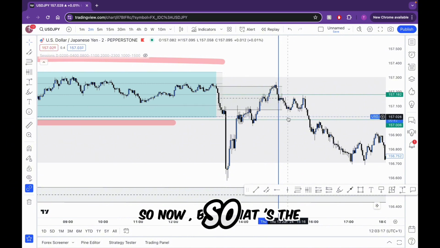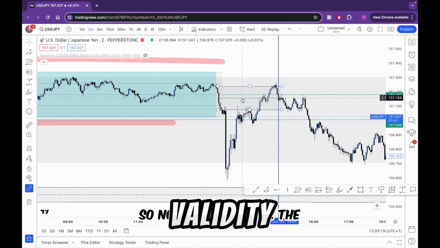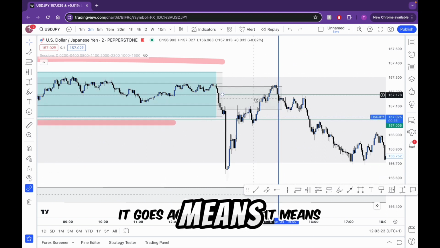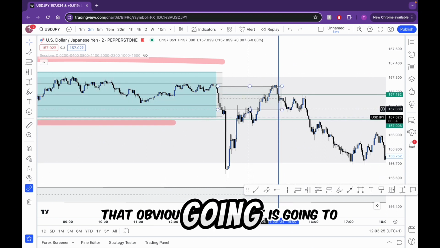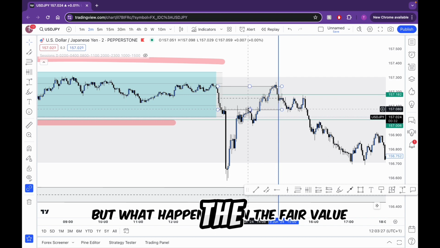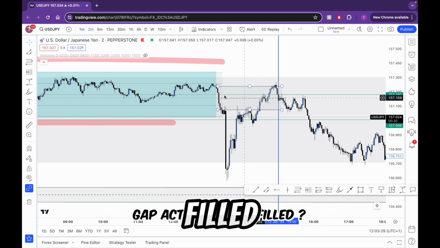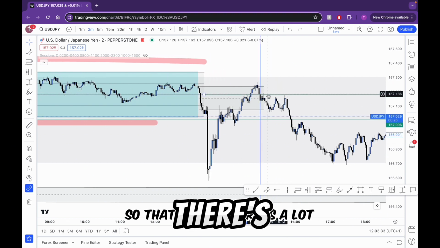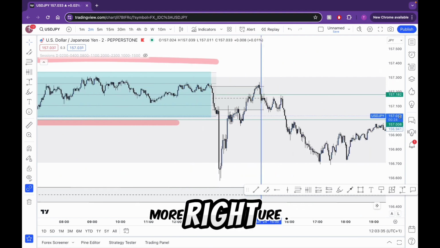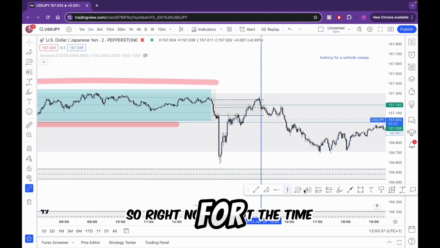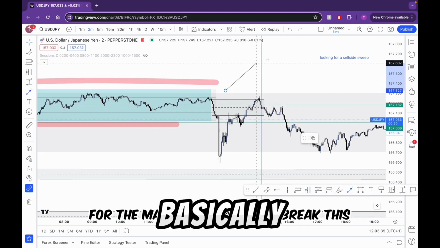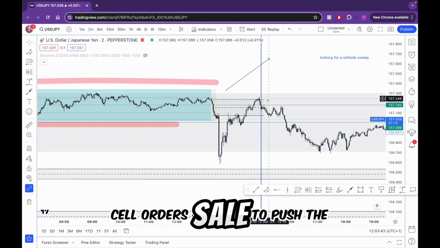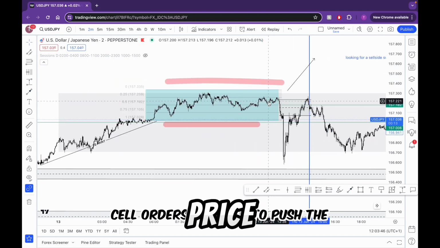But what's the validity of an FVG? When it's retested and it goes against it, that means obviously the price is going to continue. But what happens when the fair value gap actually gets filled? That means that these sell orders got filled, so there's a lot more sell pressure. So right now is not the time for the market to break this level. It means the market took more sell orders in order to push the price down.